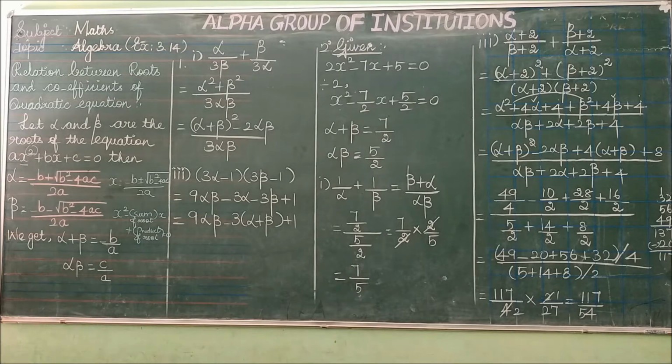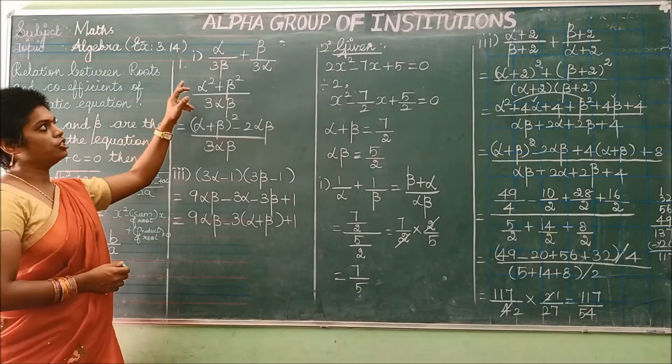Now look at your problem. Exercise number 3.14, first problem. Write each of the following expressions in terms of alpha plus beta and alpha beta. So in which format do we solve? In the form of alpha plus beta and also alpha beta. Now listen to the first solution.